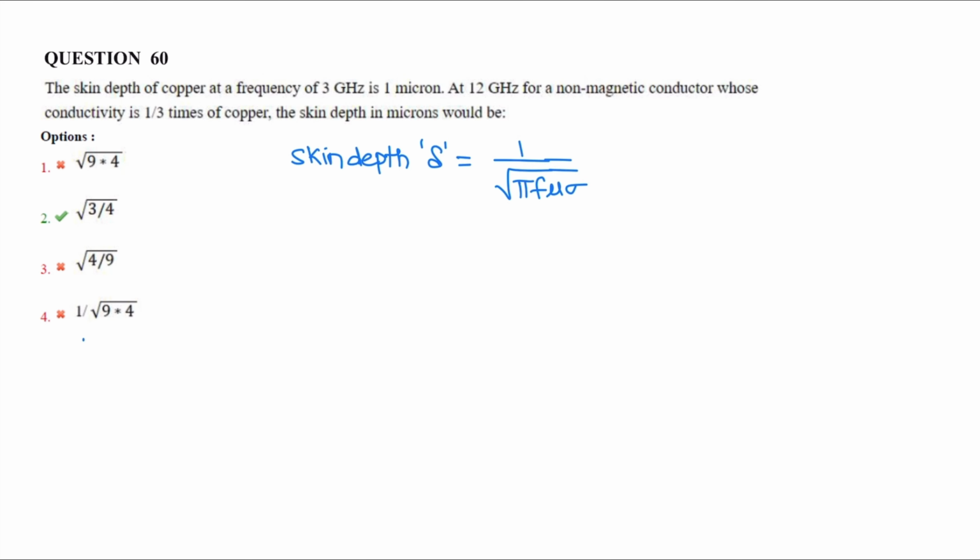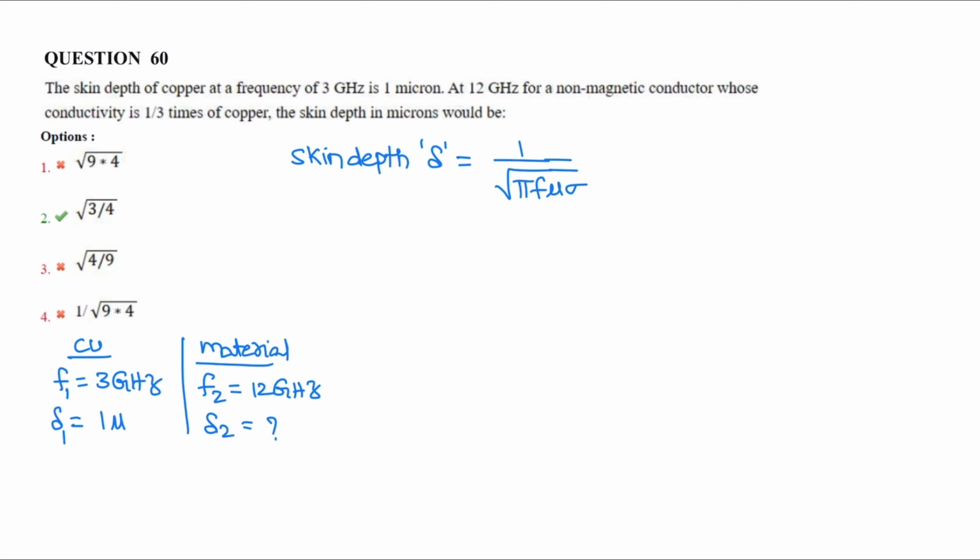For copper at frequency 3 GHz, skin depth delta is 1 micron. At 12 GHz, for a non-magnetic conductor, for other material, frequency given is, so let us assume it is F1, delta 1 for copper, and F2 is 12 GHz. So we need to calculate the skin depth in the given non-magnetic material.